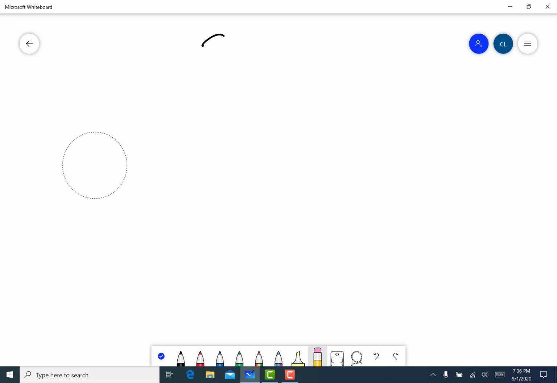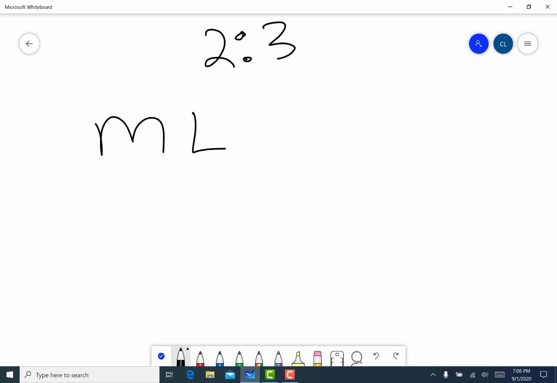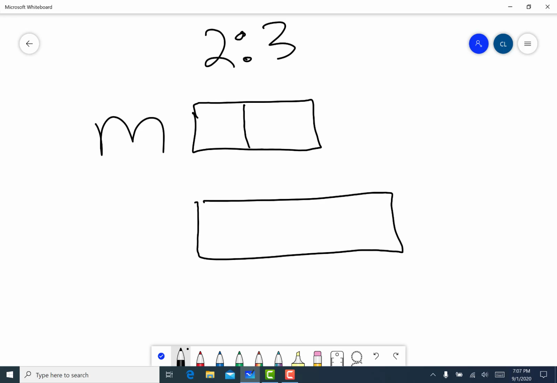All right, let's move to the next part, part B. We still have the ratio 2 to 3 for Mason to Lainey. So Mason had 2. Lainey had 3. So now it says if Lainey ran 930 meters, how far did Mason run? Draw a tape diagram to determine how you found the answer.